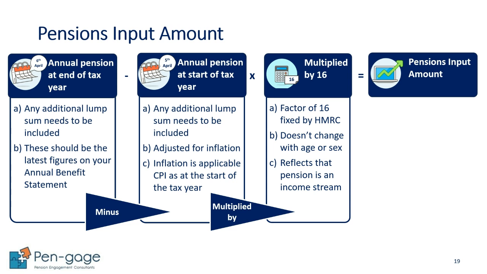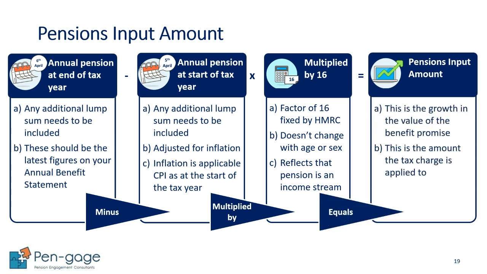The thing, of course, is when we multiply anything by 16, it does make it quite a lot bigger. So if we take our £2,000 and multiply that by 16, that gives us £32,000, and that is our pension input amount. So for some of you who've now got tax charges, what we're saying is when we do this calculation, it's giving you an amount that's over that allowance, and that could result in a tax charge.